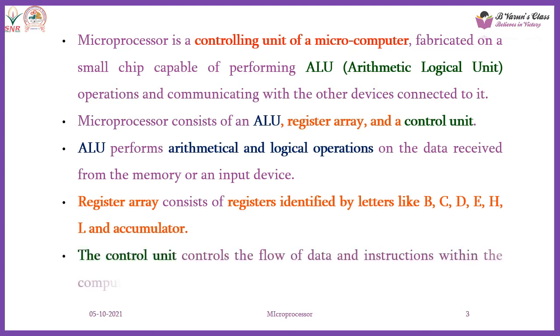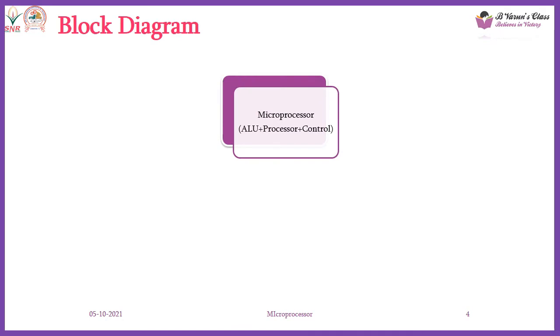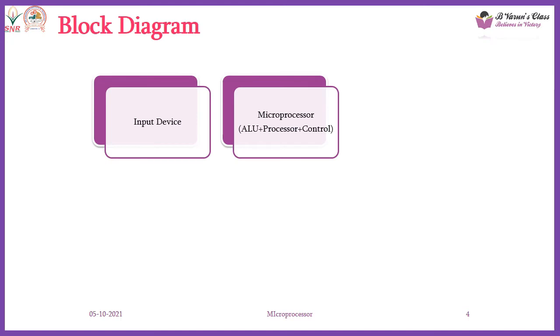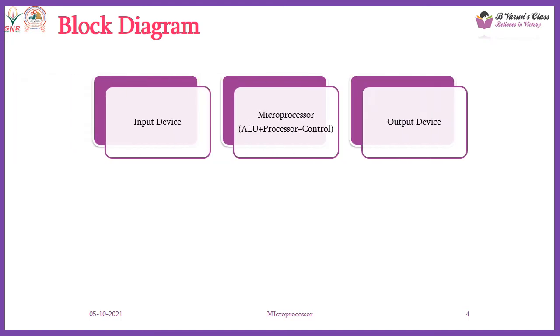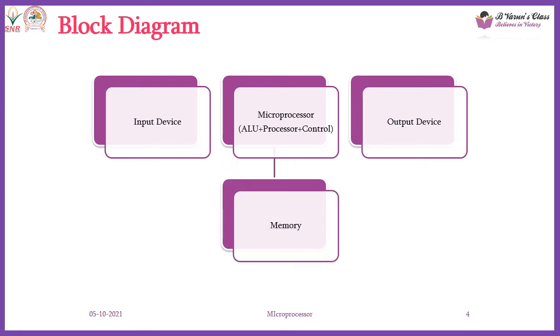And the last unit, control unit. It controls the flow of data and instructions within the computer. When you are feeding the data into the microprocessor, all the data are processed in the control unit, and it controls the data. The basic block diagram consists of a microprocessor which has arithmetic logic unit, processor and control. It has an input device, an output device and a memory unit.